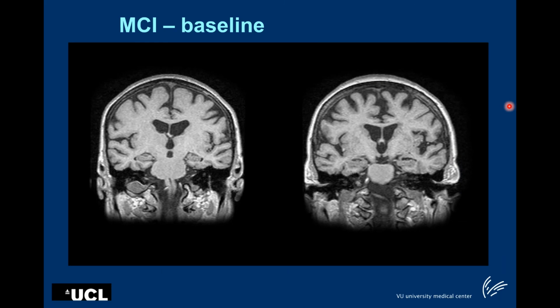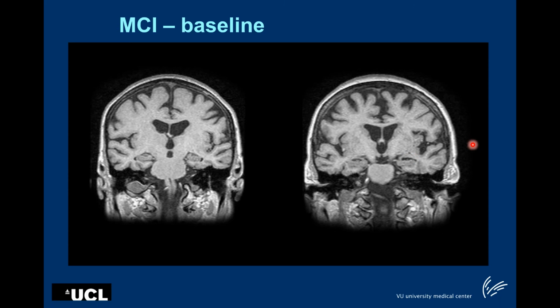As I said, you can sometimes, if the scan is negative, think about repeating the scans. We don't do that very often. Here's an example of a patient who was in a research study, who was an MCI at baseline. And here you can see not too much atrophy. There's a little bit of opening of the choroid fissure, so an MTA score of 1, but not much more than that.